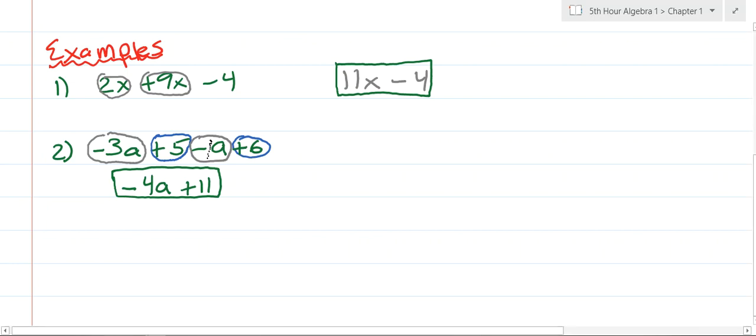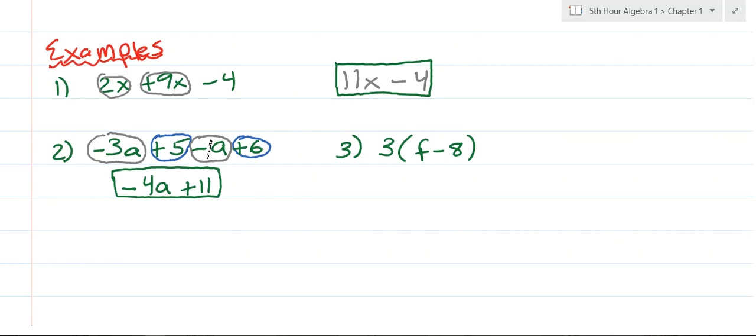I'm going to keep moving here. I'm going to actually move over to the side since I have room here. Example number 3 is going to be 3 times, we're going to put parentheses here, f minus 8. So parentheses mean you do the stuff on the inside first for order of operations. So on the inside here, I have an f minus 8. And then I have to think, can I do my exponents, multiplication, division, adding, or subtracting inside there? And on this problem, I can't.